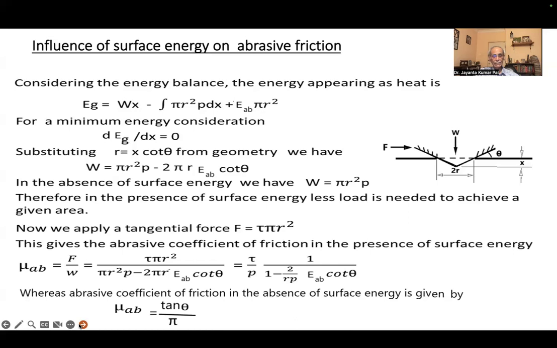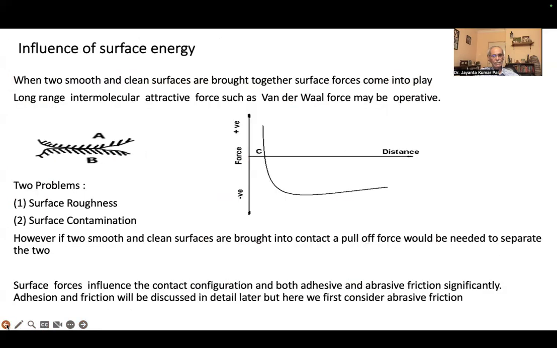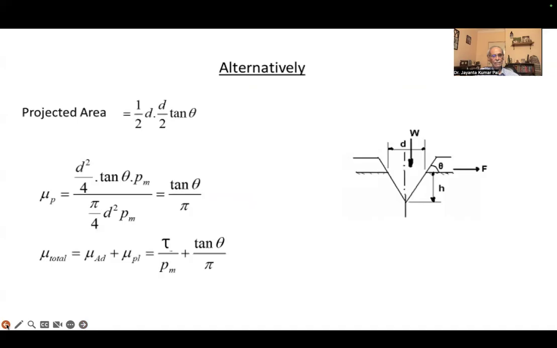Now here again, we can look at it in a very clear way that if you let the surface energy go to 0, then mu AB becomes tan theta by pi. This is what we have seen earlier in the abrasive coefficient of friction. We can see this there, mu plowing is tan theta by pi.